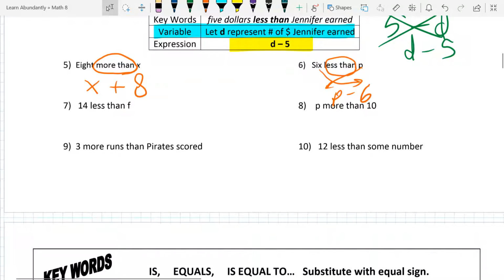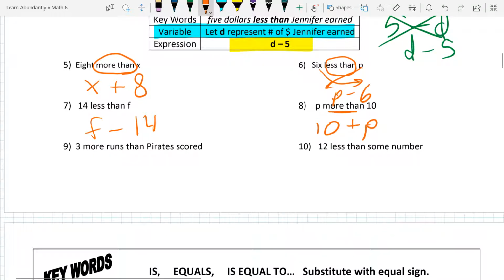If I go ahead and do that math, I get F minus 14. Number 8, P more than 10. So I'm going to switch the order. 10 plus P.